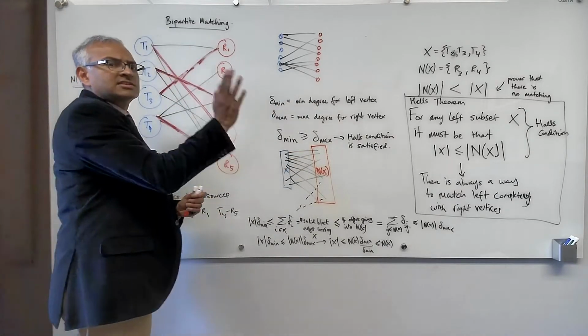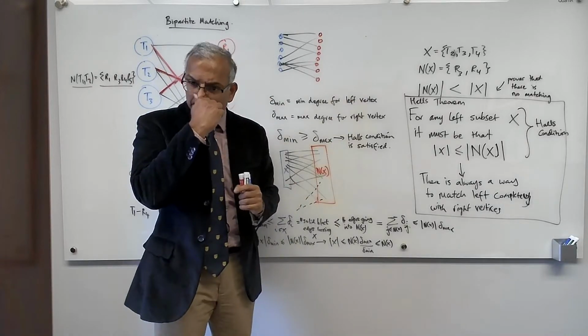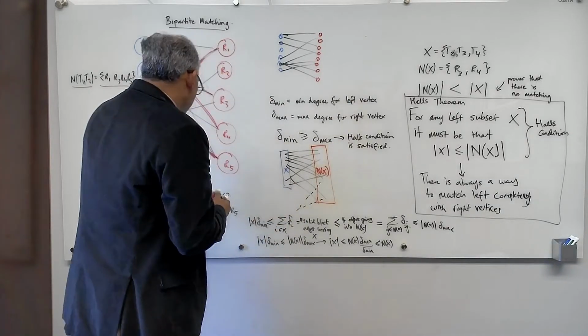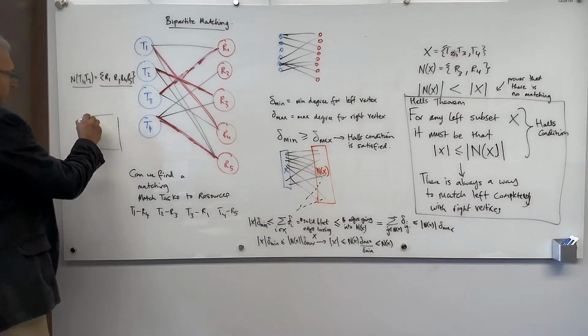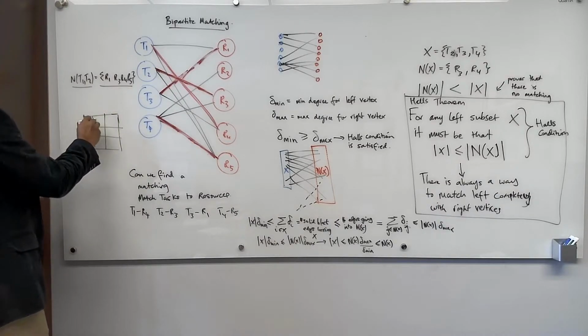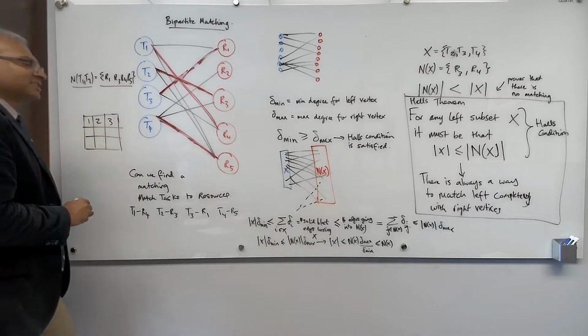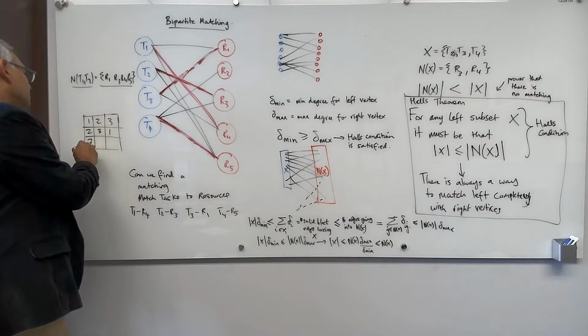Okay, and you can see the example application to Latin squares in the text. So what's a Latin square? A Latin square, for example, so here's a Latin square. 1, 2, 3. So this is a 3 by 3 Latin square. 1, 2, 3, 2, 3, 1, 3, 1, 2.